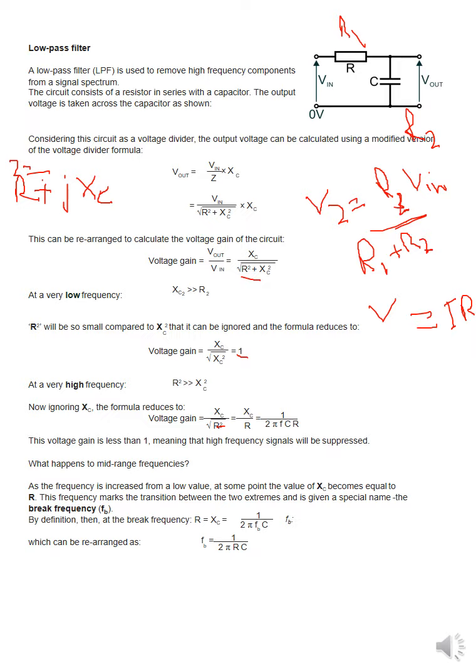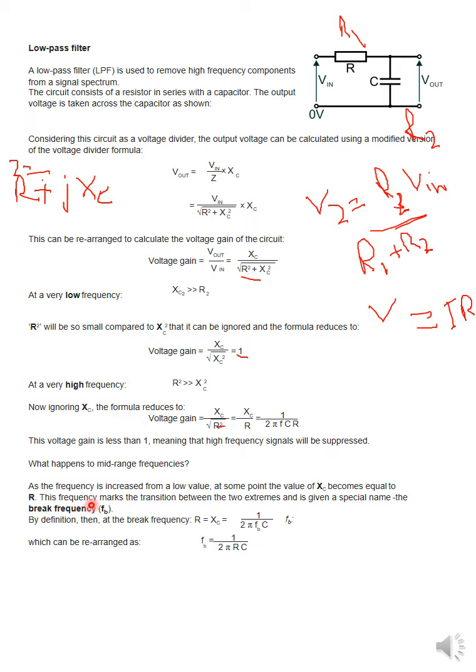What happens to the mid frequency range? As the frequency is increased from a low value, at some point the value of Xc becomes equal to R. This frequency marks the transition between the two extremes and is given a special name, the break frequency. As I told you earlier, the break frequency is basically the frequency at which your gain either starts falling or starts increasing, and in this case it makes the transition between the two extremes.